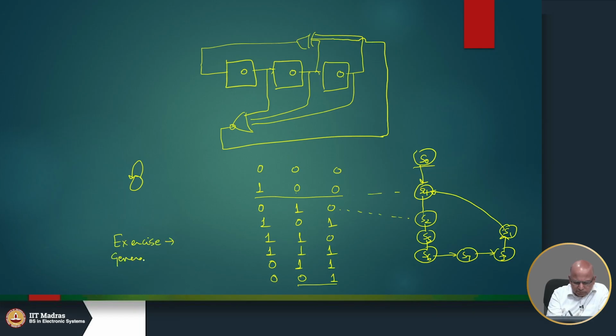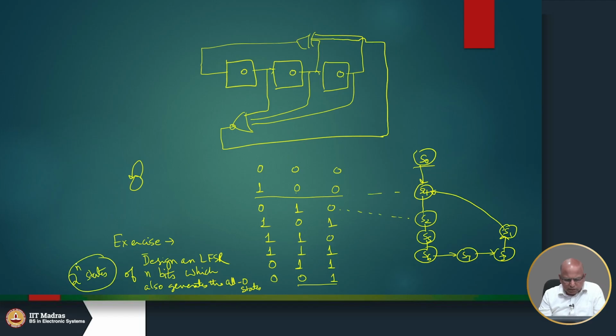Design an LFSR of n bits which also generates the all 0 state. So, it has all the 2 to the power n states. That makes our life easier. Okay, we do not have to worry about initially loading.